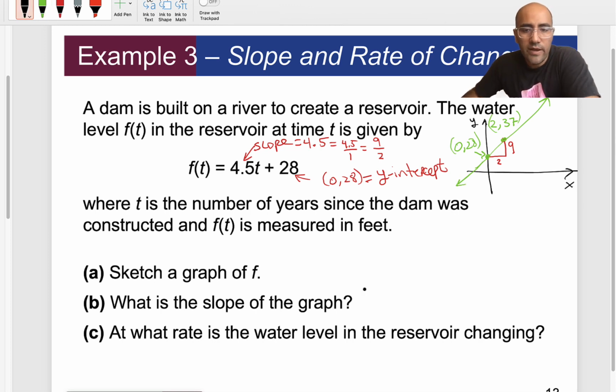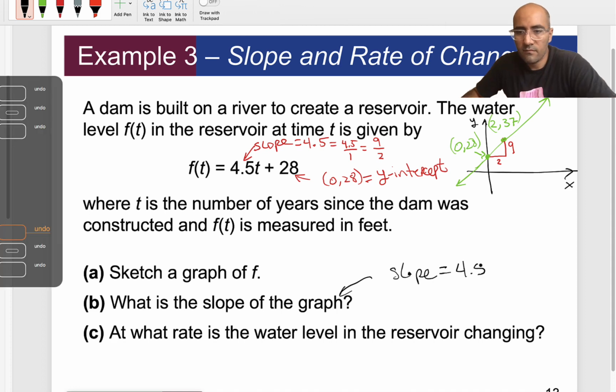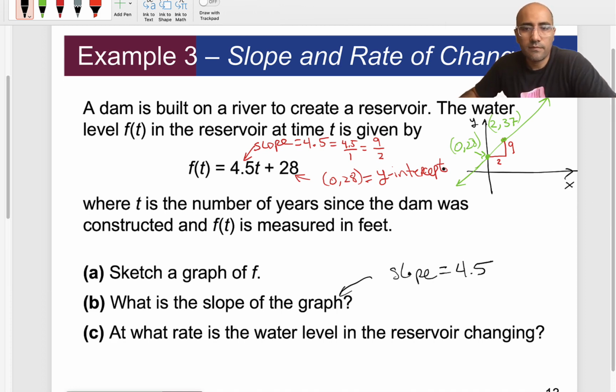Okay, what is the slope of the graph? Oh, we already answered that for part B. The slope is 4.5. Oops, here I got used to the x and y thing. So this isn't the x-axis. It's the t-axis. This is t, and this is f of t. Okay, slope is 4.5. The rate.